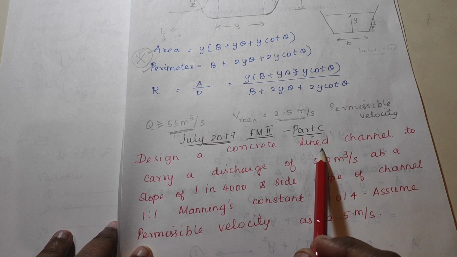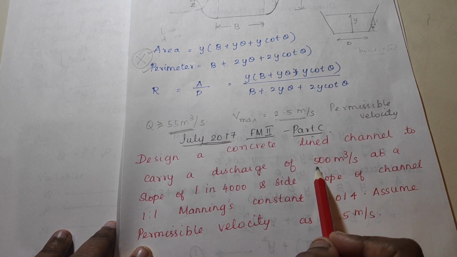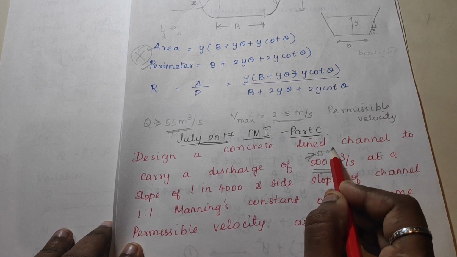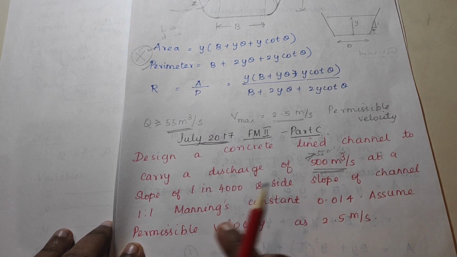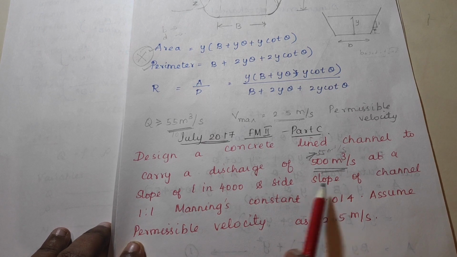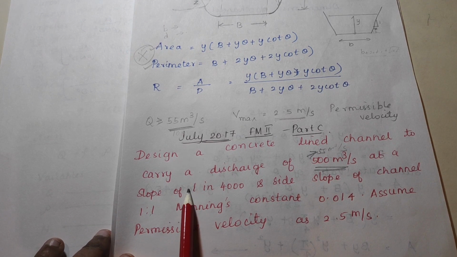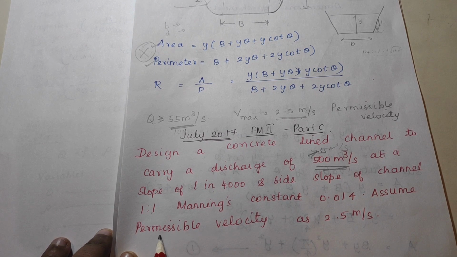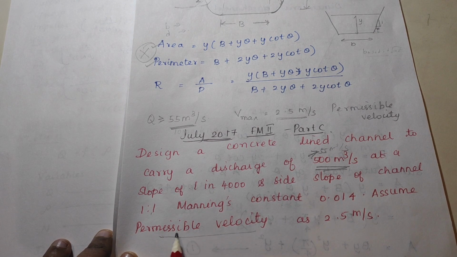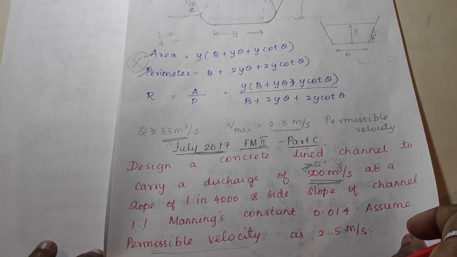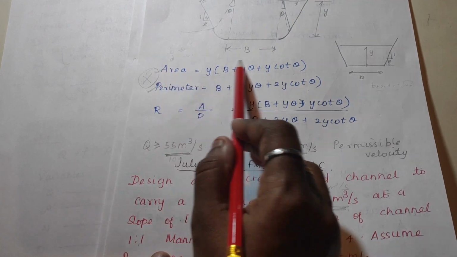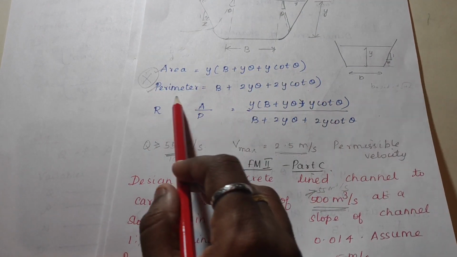Design a canal lined channel to carry a discharge of 500 meter cube per second, which is greater than 55 meter cube per second. Side slope is given, Manning's constant is given, bed slope is given, and also they are representing permissible velocity as 2.5 meter per second. So you have to design the trapezoidal channel with this area formula and with this perimeter formula.